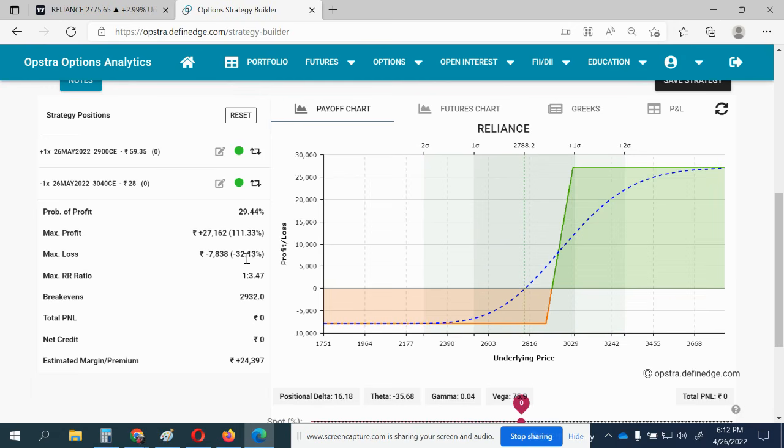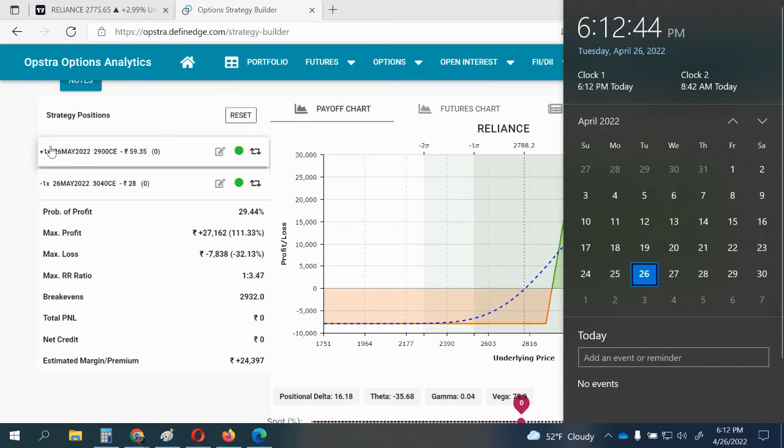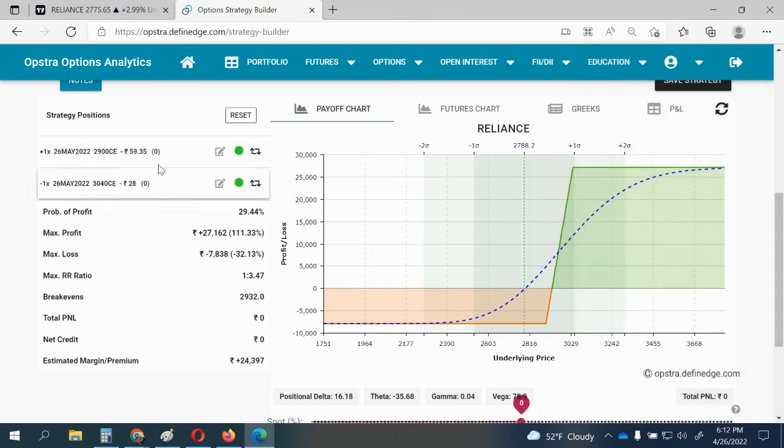This looks very promising, right? 110% within one month. I've even traded Reliance actually. Let's say today is 26th of April. If you look at the expiry, this is 26th of May. So I have 5 days here, and then in May up to the 26th, close to 30 days. My bet on Reliance is that Reliance will move up.